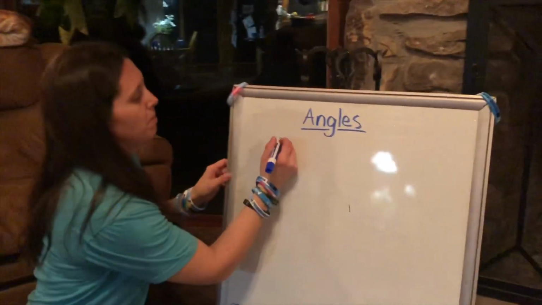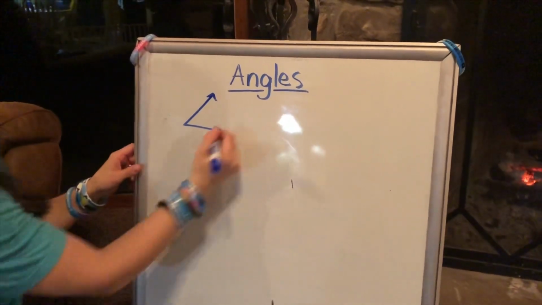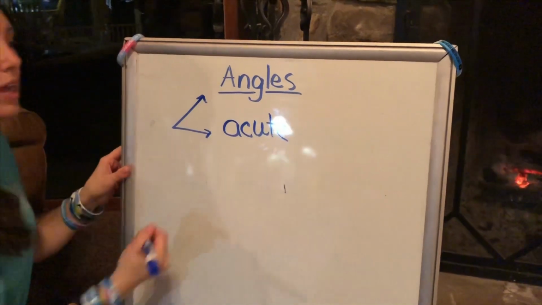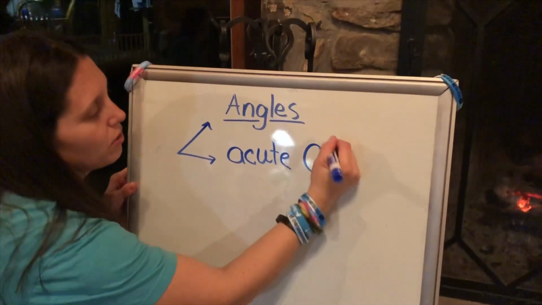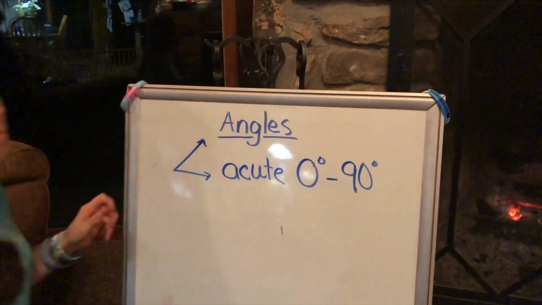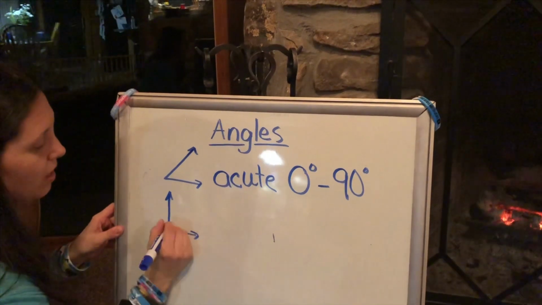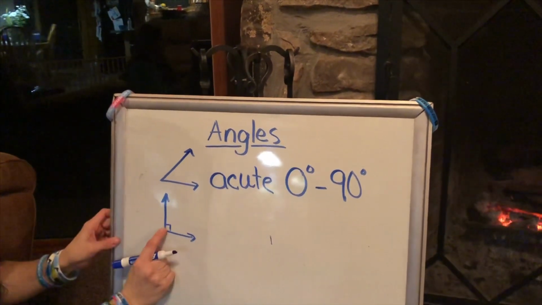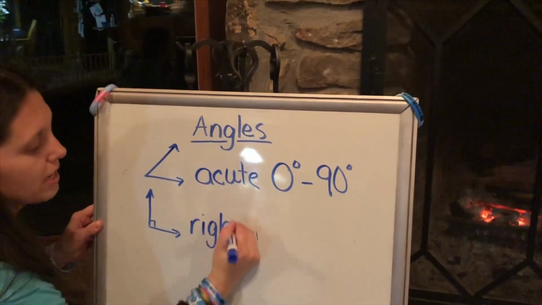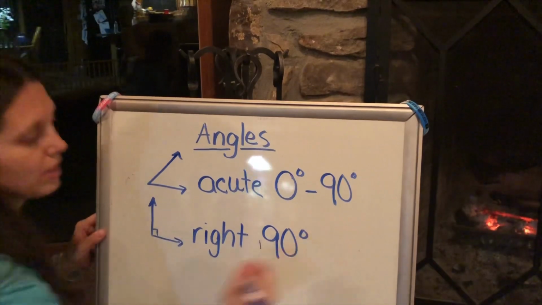The first type is just a small, cute little angle, and that is an acute angle. And an acute angle can be between 0 degrees and 90 degrees. But if you get an angle that is 90 degrees, they're normally marked with a little square, and that is called a right angle, and it is exactly 90 degrees.